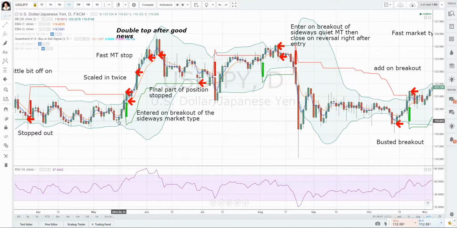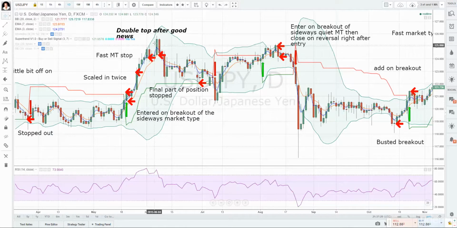So fast market type stop is when the market is moving outside the Bollinger Bands. You can see that it's moving really fast outside the Bollinger Bands, and as soon as it starts to come back inside, particularly if it forms some sort of reversal pattern, then that gives us an indication that it might be a good time to take a bit off, because fast markets can reverse very quickly.